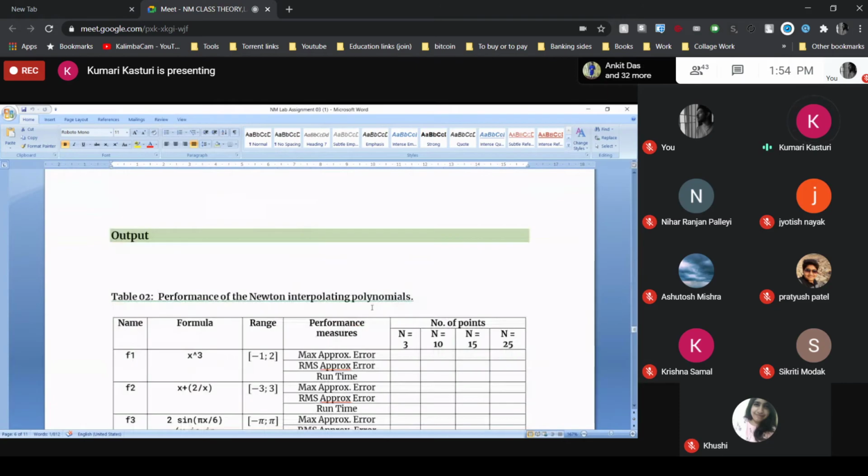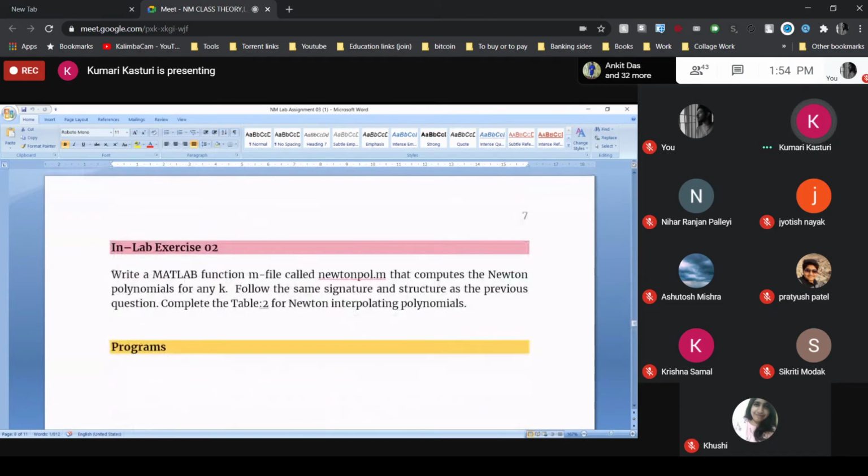The question is the same. Just see here in lab 2: write a MATLAB function m-file Newton pole that computes the Newton polynomial for any k. Follow the same structure and signature as the previous question. Whatever procedure I told you in the previous question, the same procedure you have to do. Only make the needful changes in the code, because what we have done was for only a single interpolated value. You have to change the function name, and your interpolated values are not 1, there are 4001 values.